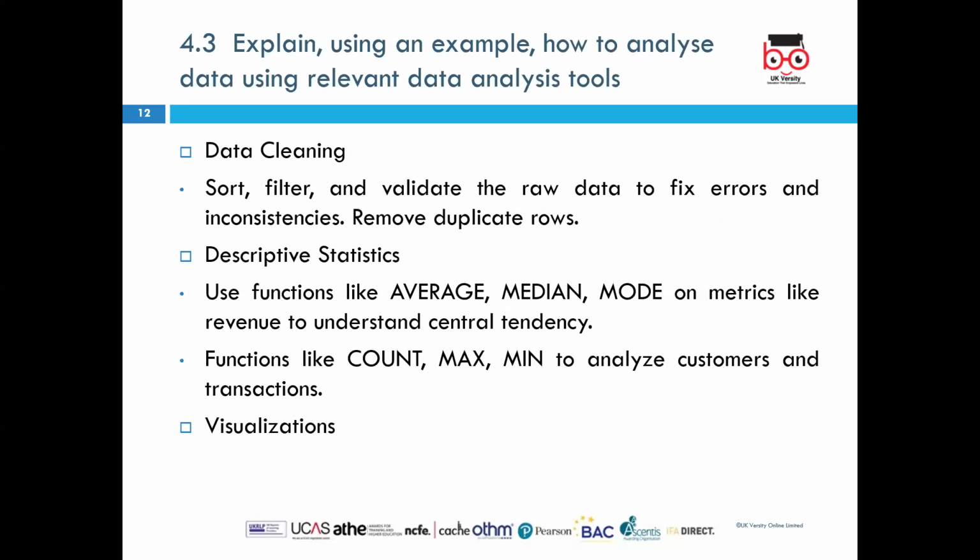The next section relates to explaining, using an example, how to analyze data using relevant data analysis tools. In this, the most important part is data cleaning. In data cleaning, we generally remove the outliers, or you sort, filter, and validate the raw data to fix errors. For example, if there is some missing data, you may want to remove that entire row so that inconsistencies in the data are removed. And if any duplicate rows are there, then you need to remove them manually before you feed it into the statistical tool. And then descriptive statistics.